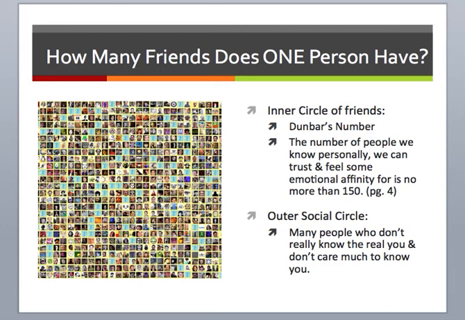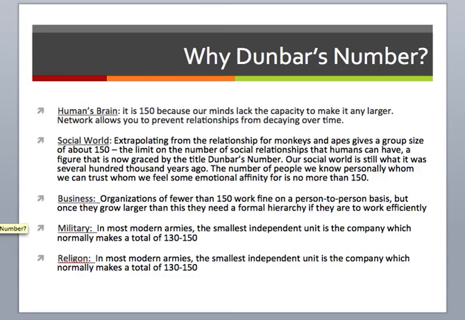Okay, now, since we know what Dunbar's number is, let's talk about why and how they came up with the number 150. You might not be aware of the number 150, but it has always been 150 for as long as we have been a species. For example, let's talk about our brain. Our brains are massively expensive, consuming about 20% of our total energy intake, even though they only account for about 2% of our total body weight. It is 150 because our minds lack the capacity to make it any larger.